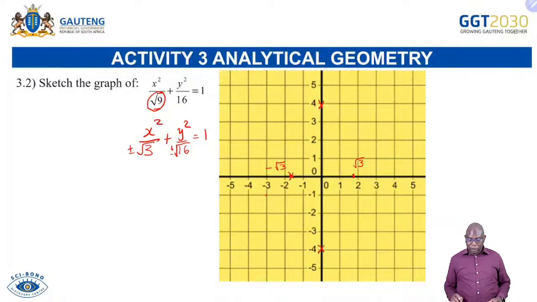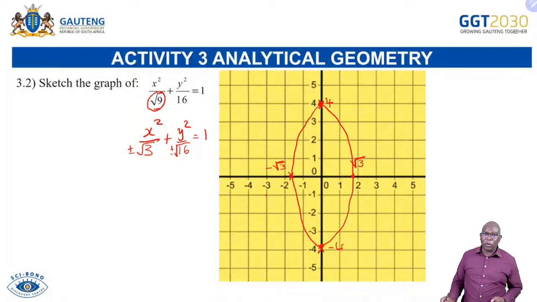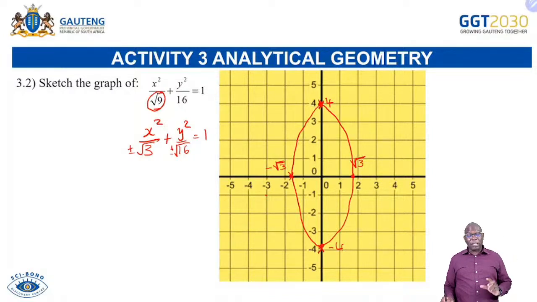You must make sure that your scale is correct, so that you can have a beautiful looking ellipse like mine. So the ellipse there, minus 4 there. If the points are not written, please write them down. Square root of 3, negative square root of 3, 4, minus 4, so that you get your marks. Okay, that's a tricky one. Please note that.